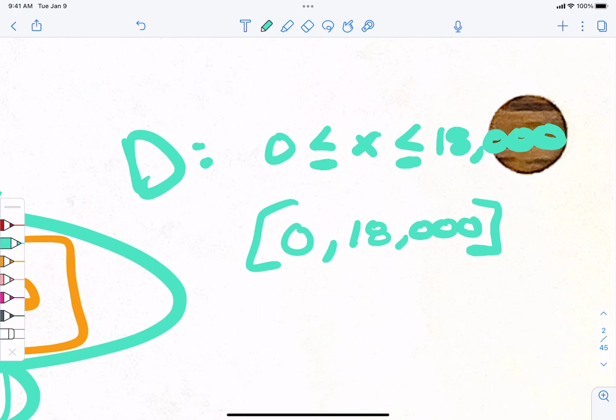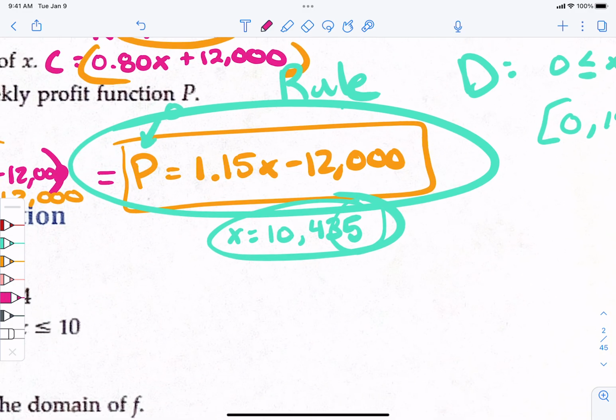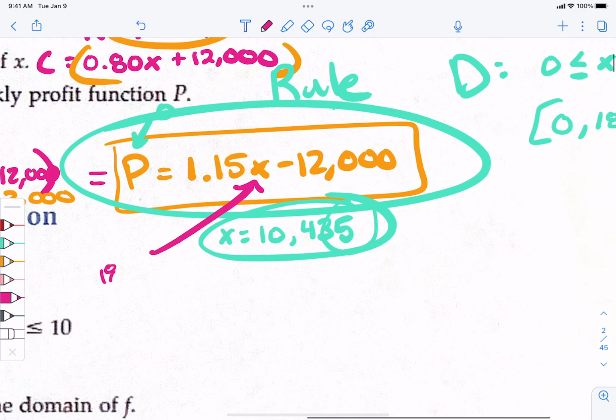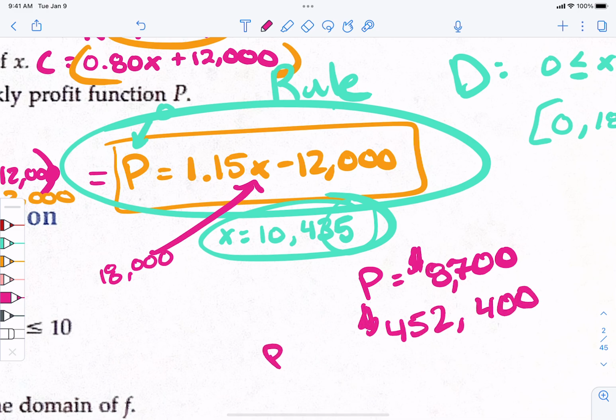Now, let's say, best case scenario, we're producing 18,000. Somebody plug that in if you have a calculator. What's 18,000 times 1.15 minus 12,000? $8,700. Yes, $8,700. So the maximum amount I can make per week is $8,700. Times 52 weeks in a year, $452,400. Okay, that's per year.